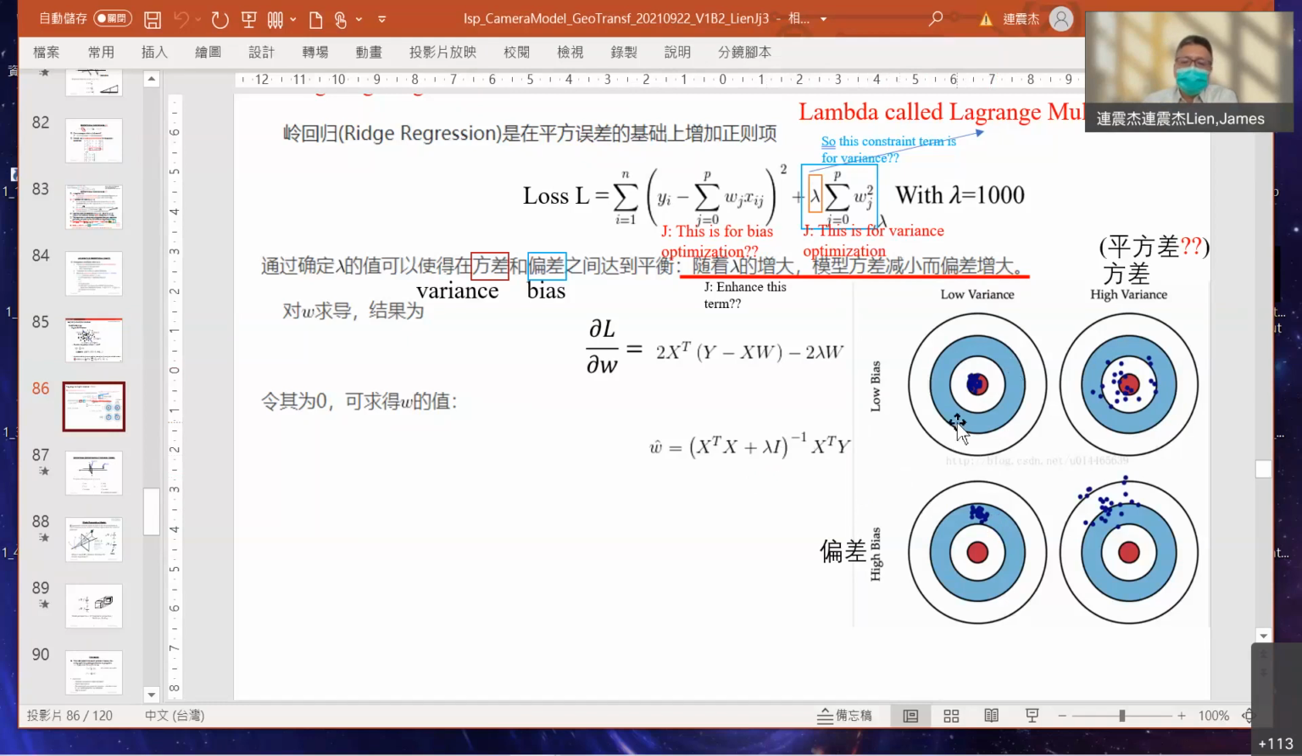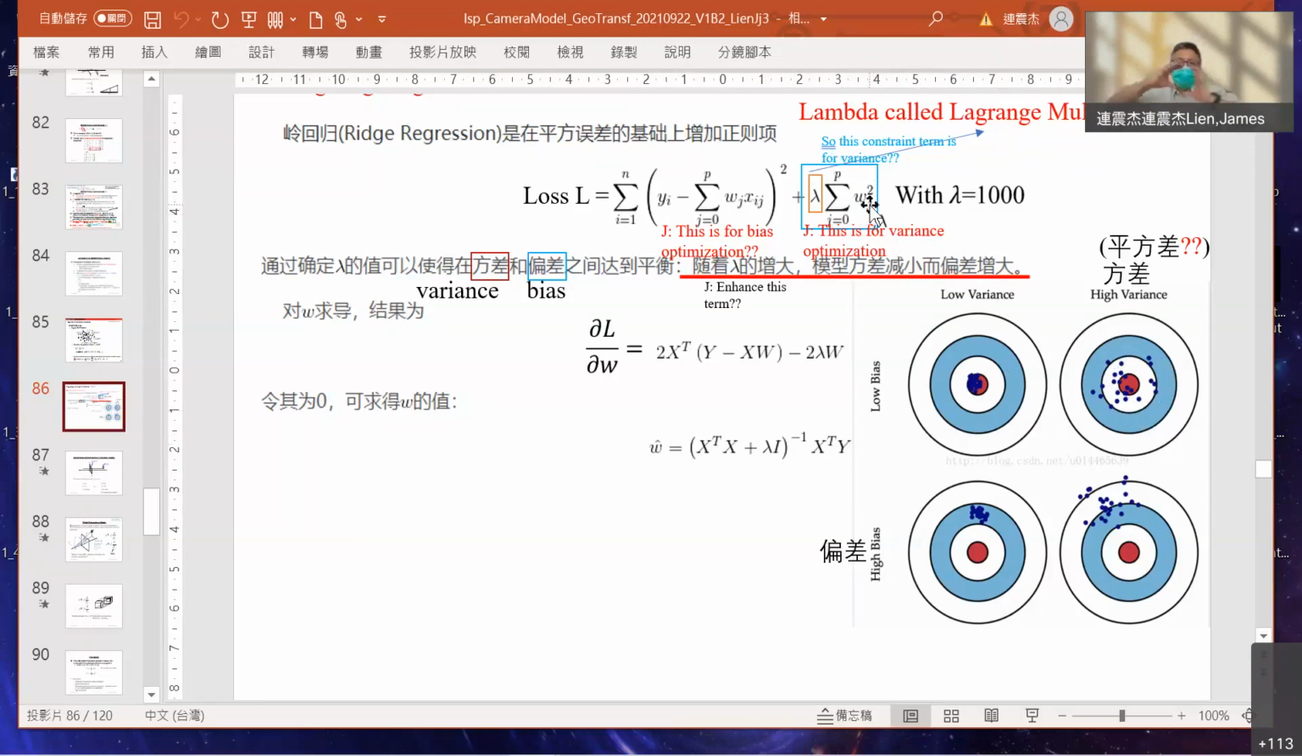So try to improve this one. But later I will tell you the EM method, the new EM method to improve instead of gradient descent. I'll talk about it later. So this one, and for this term, why we need to have one more constraint term is to try to reduce the variance.